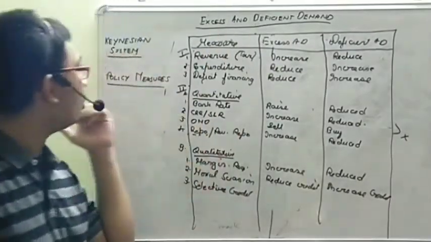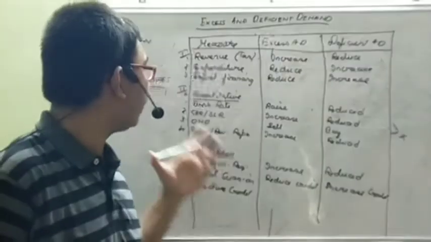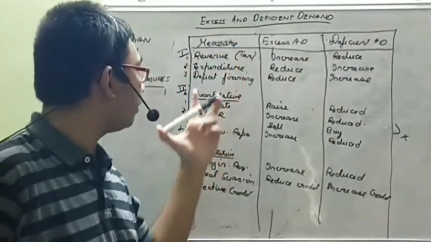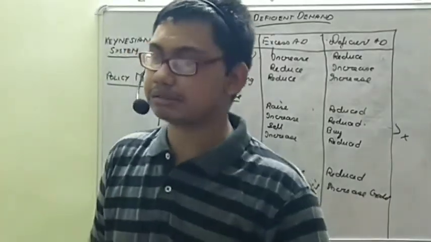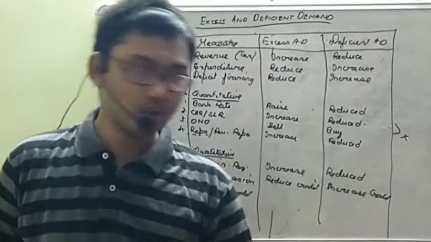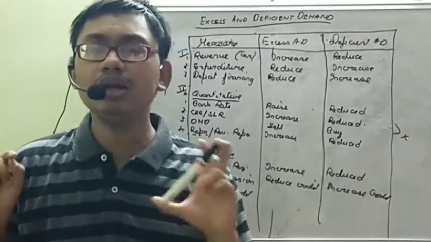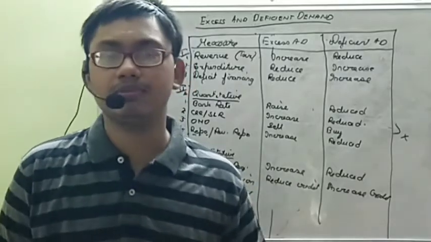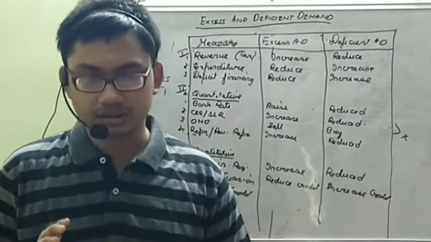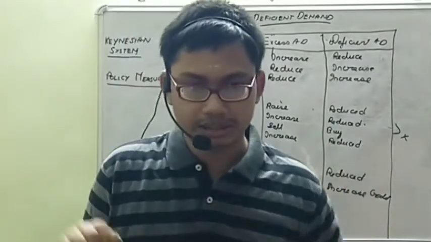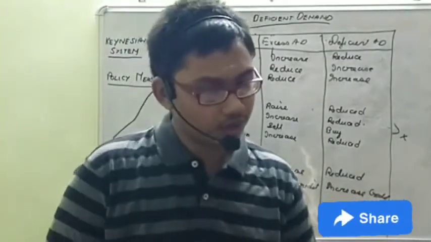So today we saw about the Keynesian system and what is excess and deficient demand. Now we have seen the fiscal and monetary measures, the quantitative and the qualitative measures, in order to contain excess and deficient demand. Both of these situations, excess as well as deficient demand, are not good. Unless and until we are in a balanced equilibrium state, everything is not good. So these phenomena should be controlled at the earliest, and these are the measures which can be used for the same.